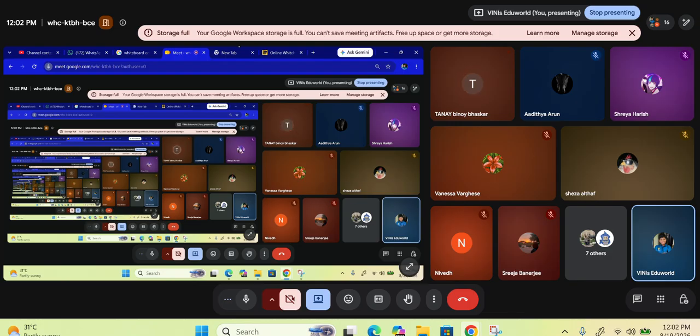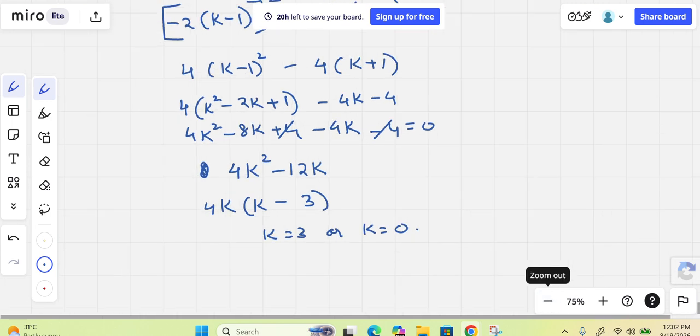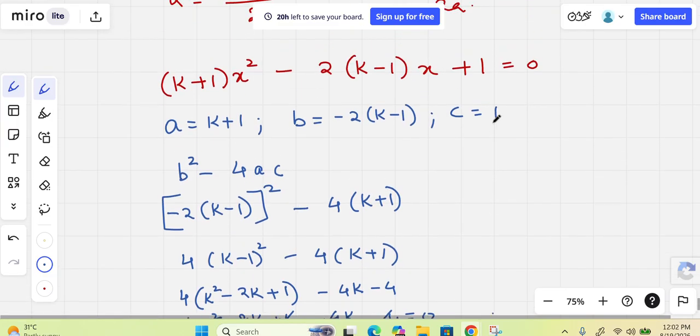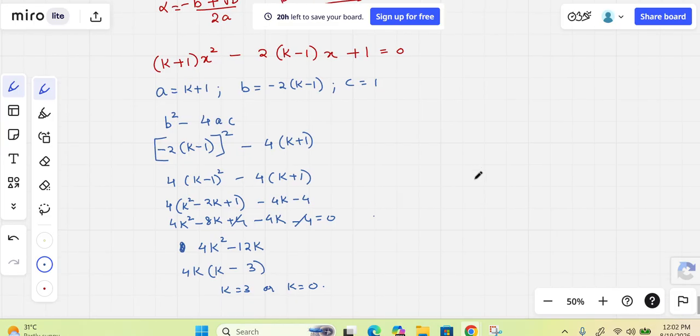Can you show? I just open the bracket. When you get these kind of questions, you know that you cannot do middle term splitting. So at that time, just think how you will use b square minus 4ac.